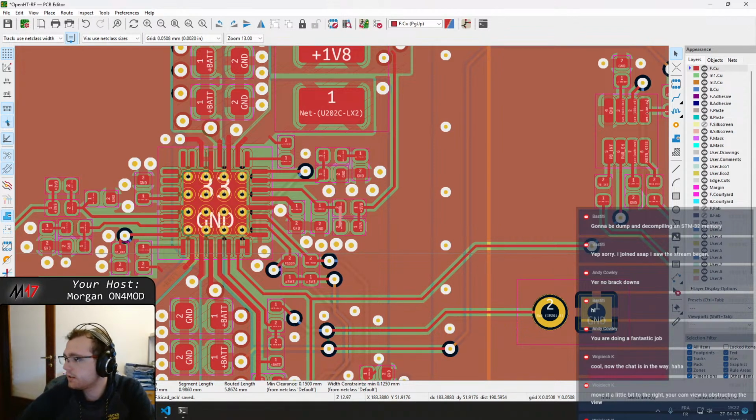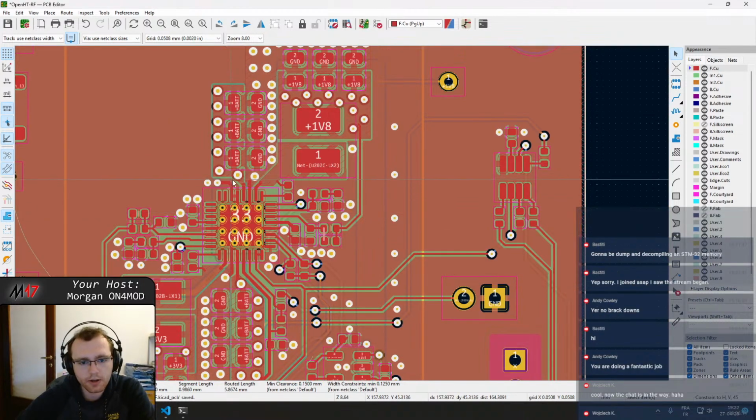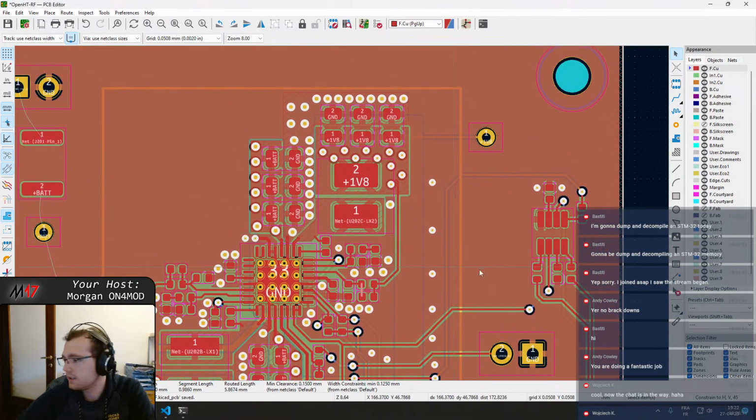Oh, decompiling an STM32 memory. Well, good luck, and I hope you like Ghidra, because you are gonna need it.